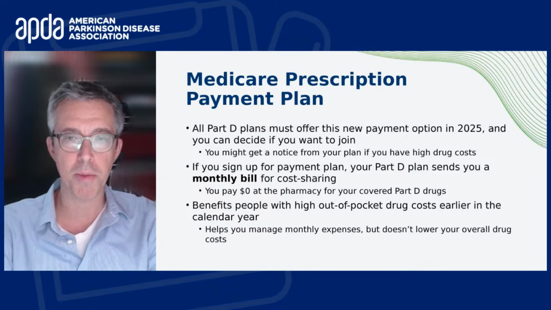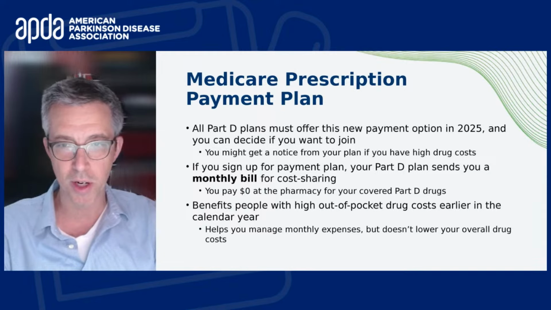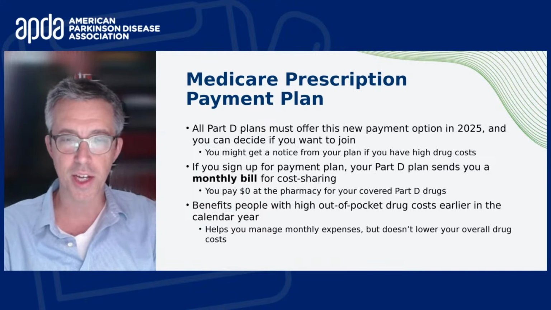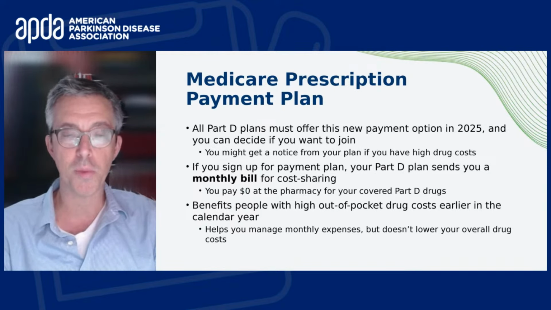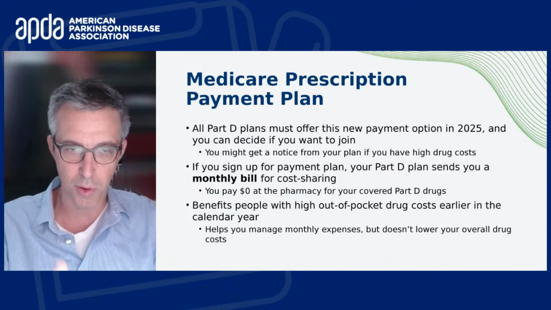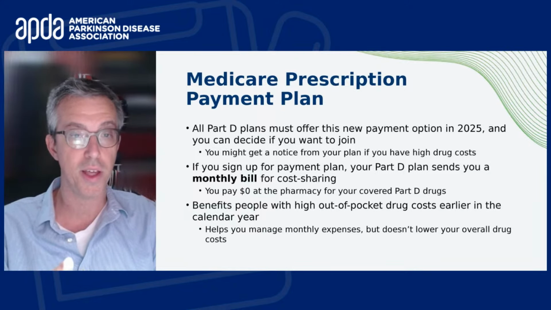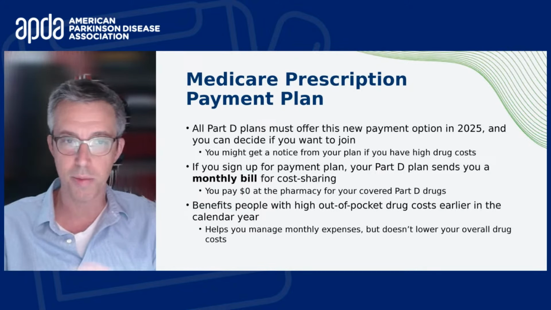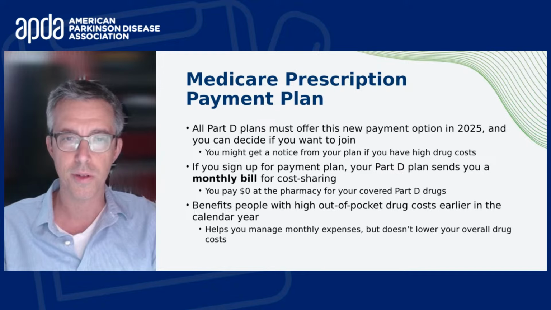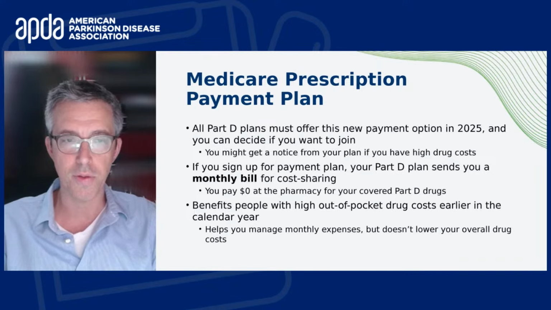This is what we're talking about, the Medicare Prescription Payment Plan. All Part Ds must now offer this new payment option in 2025. You can decide if you want to join. If your Part D is aware that you take drugs that are very expensive, they'll probably reach out to you proactively and say, hey, you would be a good candidate for this plan. Do you want to do it? And you can set up a payment plan with your Part D. You'll pay a monthly bill, and you will not be charged at the pharmacy. You'll pay everything directly to the Part D.